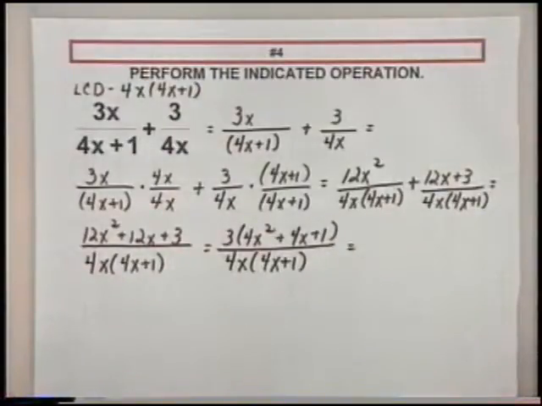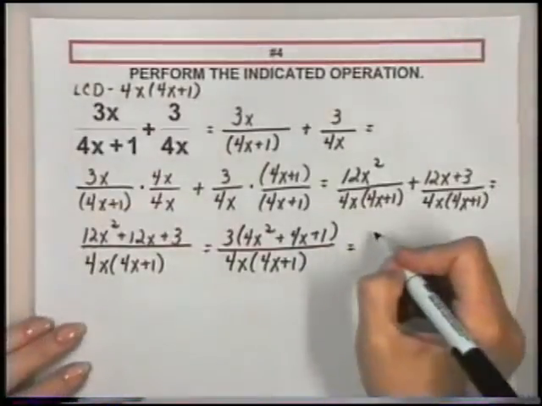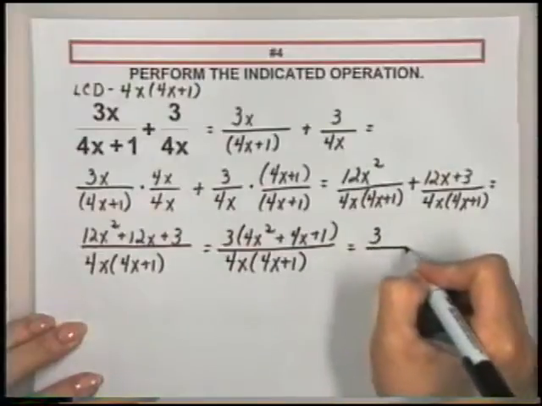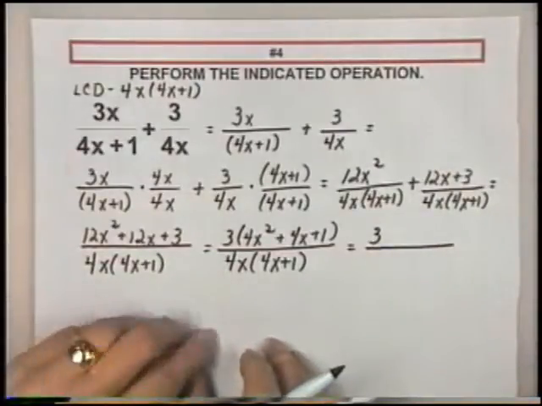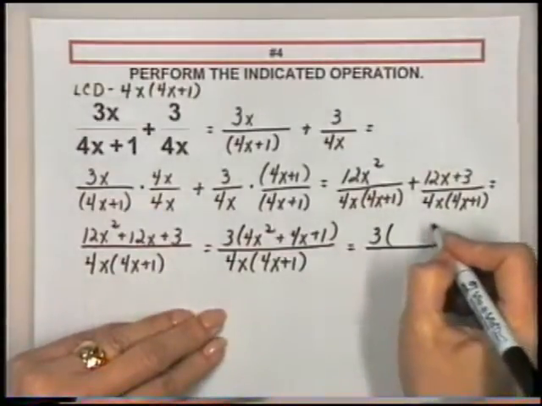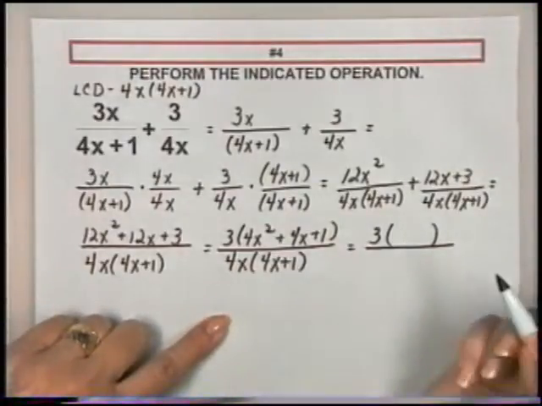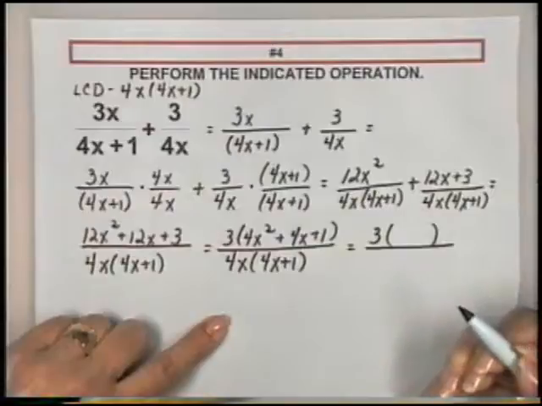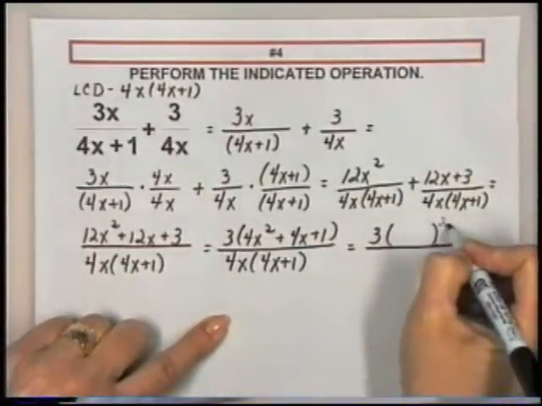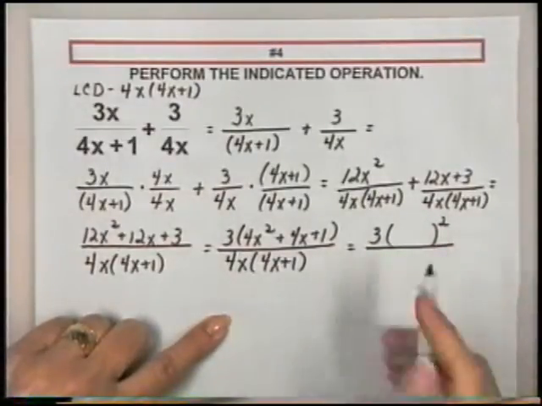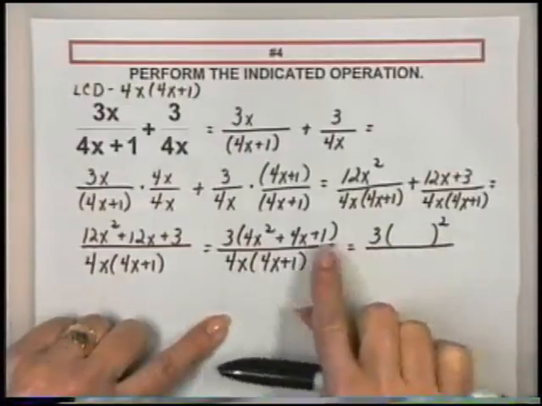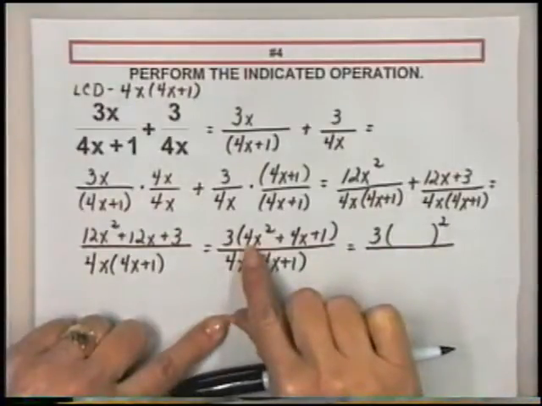Do you recognize the 4x squared plus 4x plus 1? Can we factor that? It is a perfect square trinomial, isn't it? Let's factor it. Since we recognize it's a perfect square trinomial, we know that it factors as a binomial squared. We need to get the terms for the binomial.